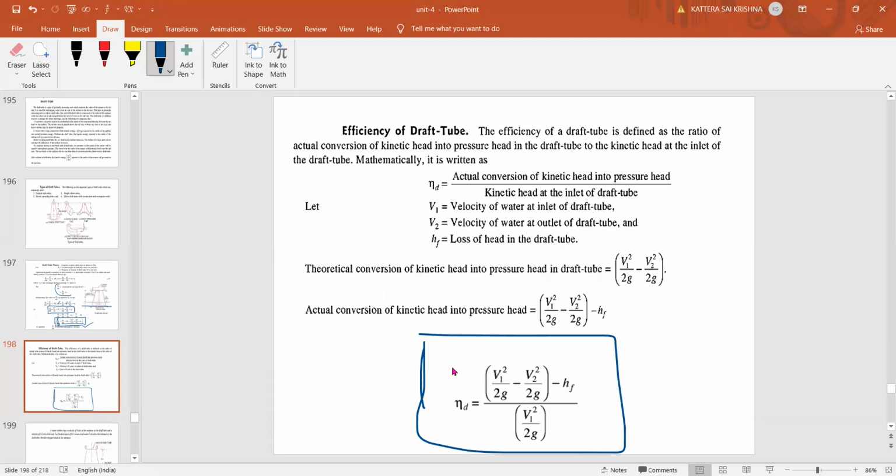Till now, they never asked any problem from the draft tube, but I'm explaining a small problem also in this. If you want, I'll explain. Otherwise, we'll go for the next topic. Today we'll finish this 4th unit. If time permits, I'll tell the problem on the draft tube at the end. Okay.